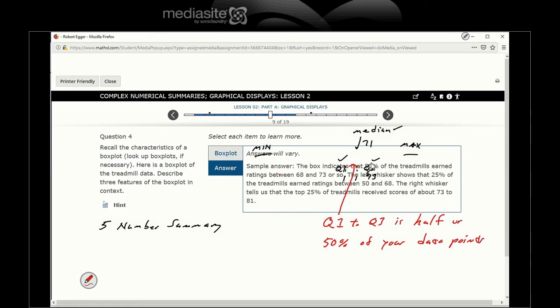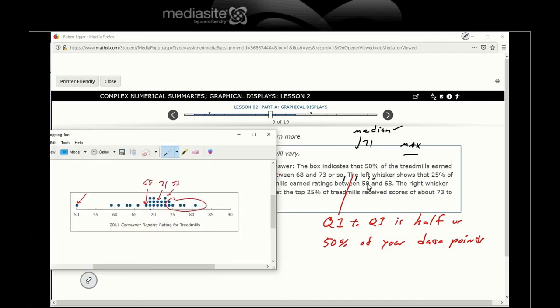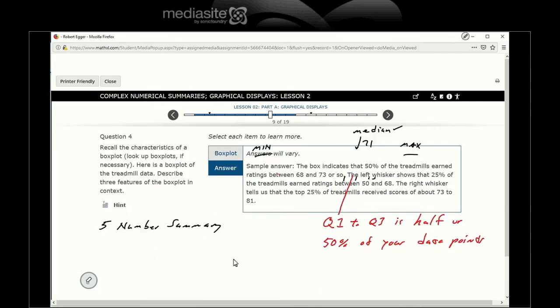The box indicates that 50% of the treadmill earned range between 68 and 73 or so. The left whisker shows that 25% of treadmills are earned between 50 and 68. The right whisker tells us that 25% are between 73 and 81. And we kind of discussed that. All those items were discussed when we were looking at this image here. So yeah, box plot tells a lot.